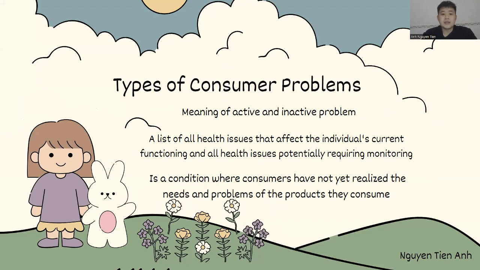Active problem is a list of the health issues that affect the individual's current functioning and all health issues potentially requiring monitoring. And next, inactive problem is a condition where the consumer has not yet really realized the needs and problems of the product they consume.